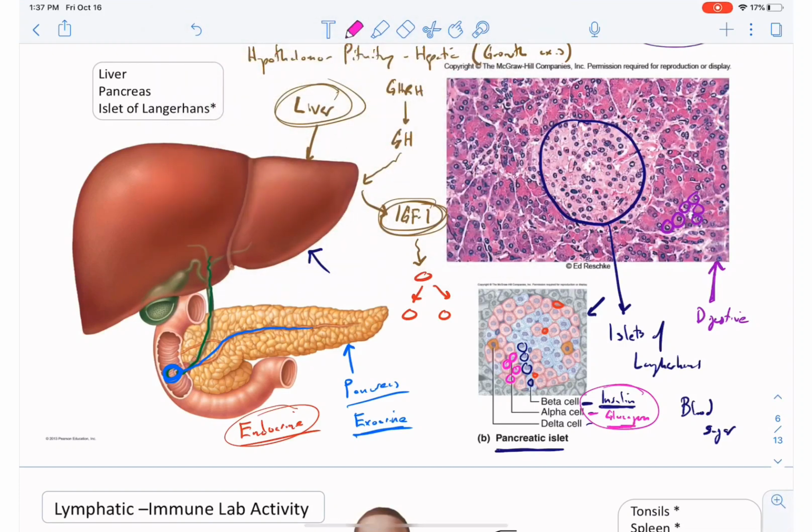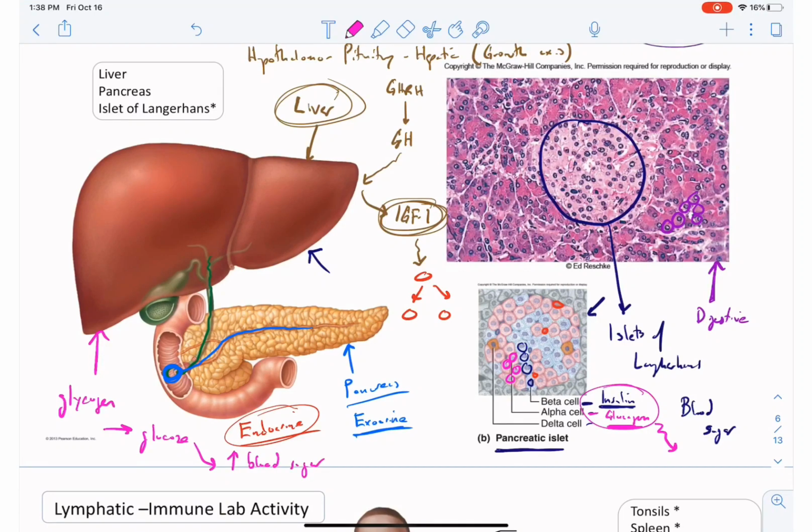Then we have glucagon. And glucagon does the opposite of insulin. So glucagon is released during periods of fasting, during periods of low blood sugar that we call hypoglycemia. So glucagon is going to be released into the blood. And what does glucagon do? Well, it acts on the liver, and it tells the liver to take that glycogen and break it down into glucose and ship that glucose out into the blood. And by doing so, it increases blood sugar.